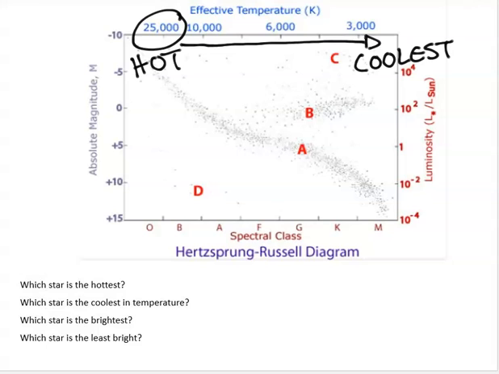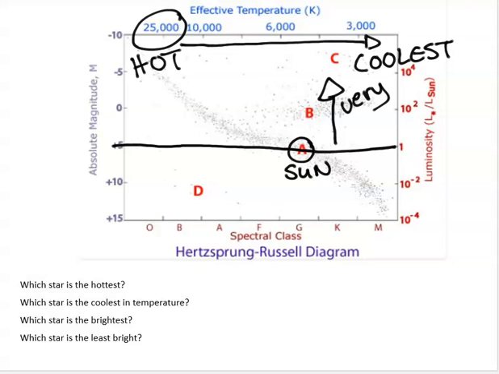The next thing we want to look at is luminosity. Luminosity is based on our star, the sun. So I'm going to look at this 1 and go across, and you'll notice that A happens to be the sun. We are going to compare all these other stars' luminosity, or their brightness, compared to the brightness of the sun. So anything above this line is going to be very bright, and the higher it goes, the brighter it gets. And everything below this line is going to be more dim.